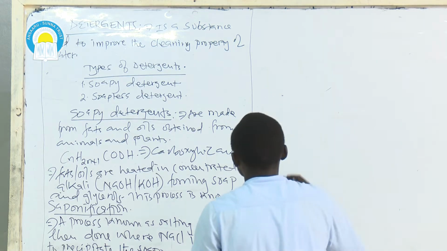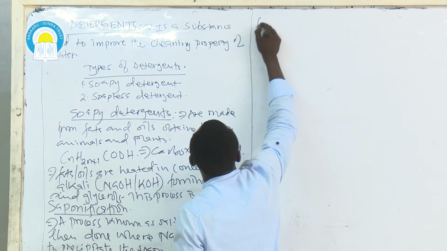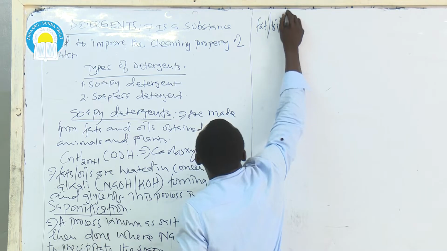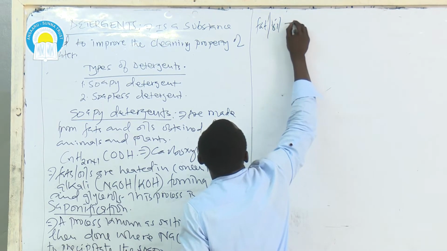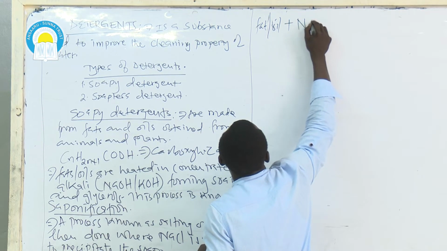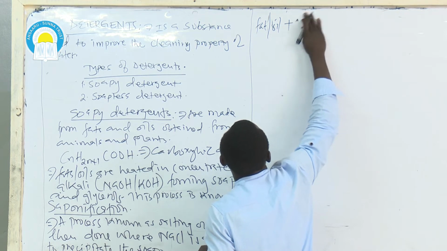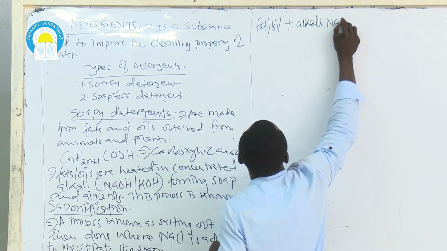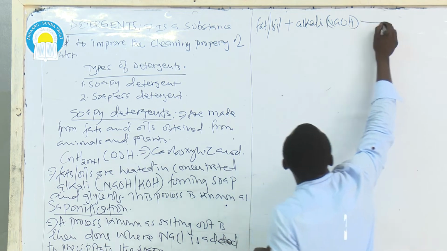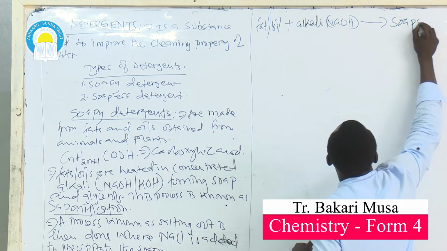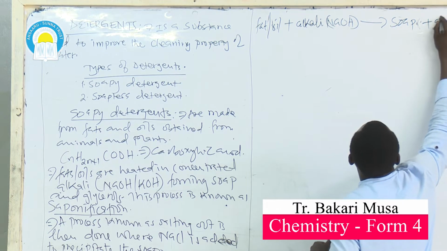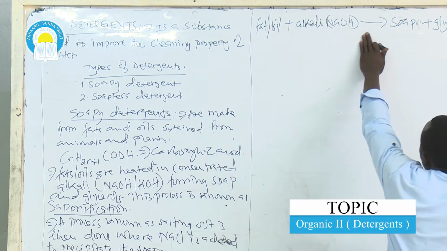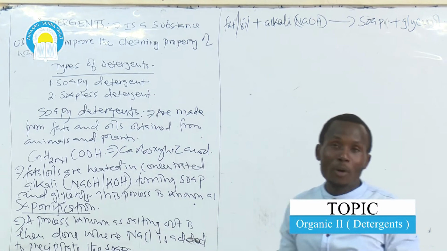So we have here the fat or the oil plus the concentrated alkali, which can be sodium hydroxide. This gives us the soap plus glycerol. So this process is known as saponification.